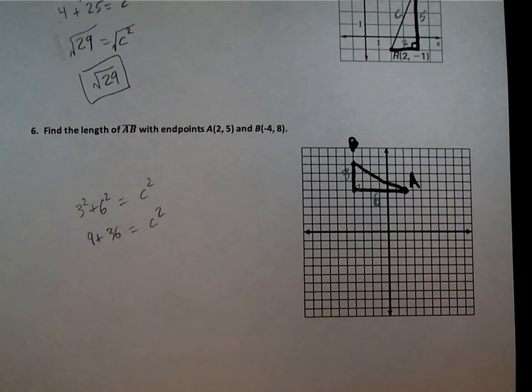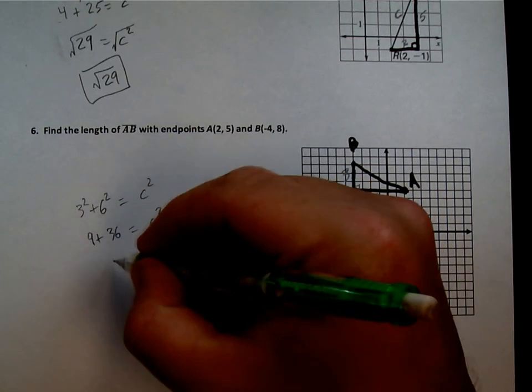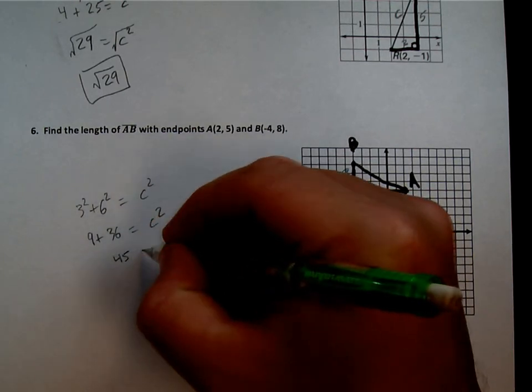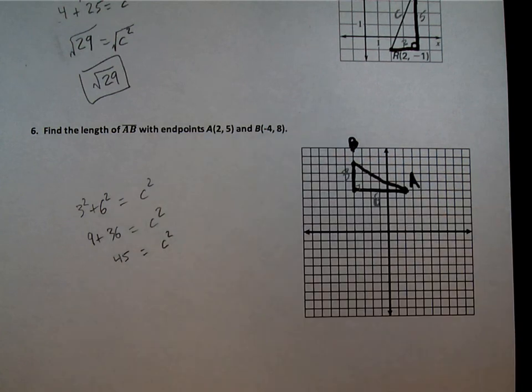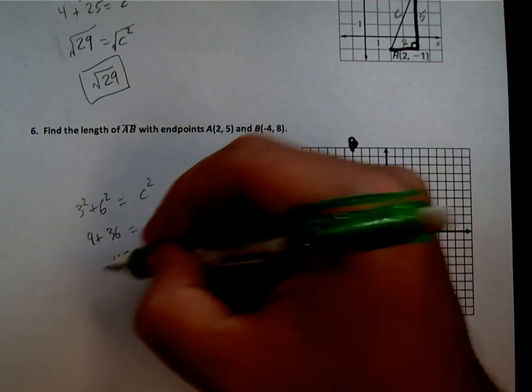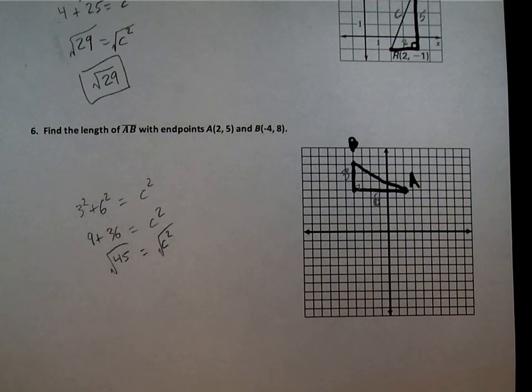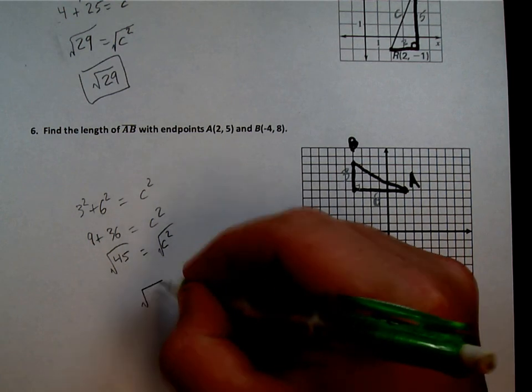So 3 and 6, 3 squared and 6 squared. 3 squared is 9, 6 squared is 36. Those add together to make 45. Then I square root. So now I've got square root of 45.